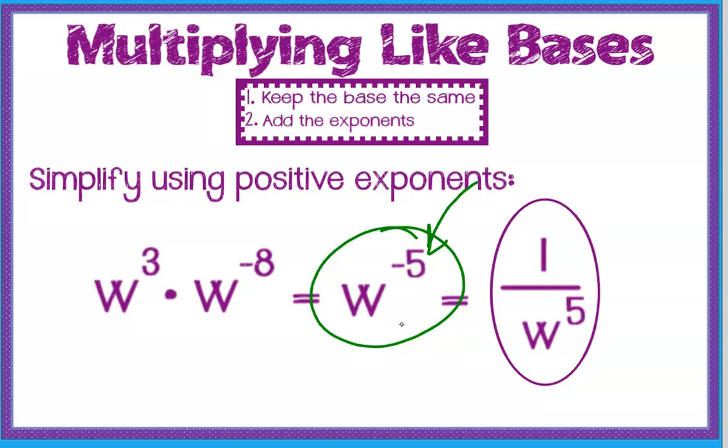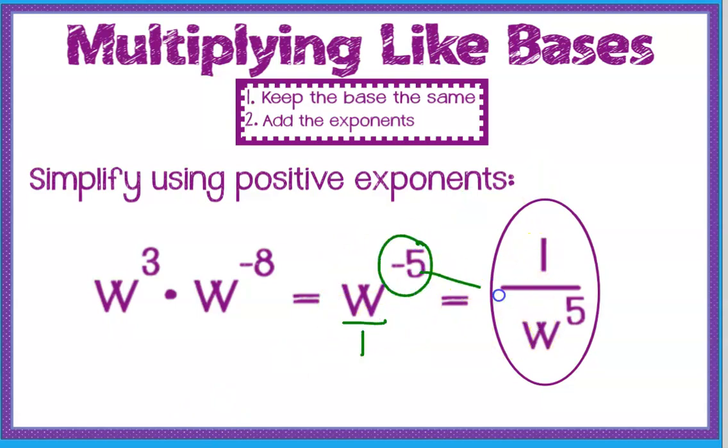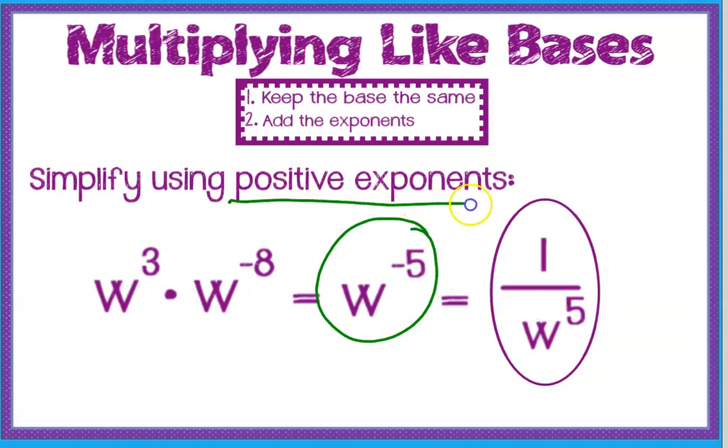In a previous video, we learned that anytime you have a negative power, you can make that power positive by taking the reciprocal of the base. So w over 1 becomes 1 over w. The negative 5 then becomes positive. So if you get a negative exponent in your answer, don't forget that you may need to perform another mathematical rule.